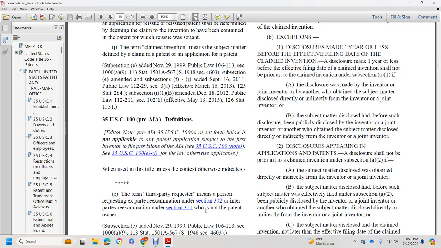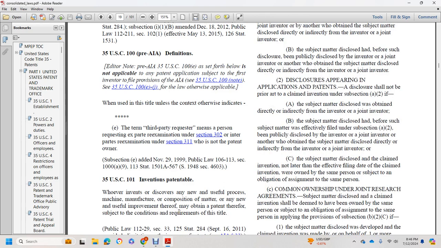Title 35 U.S. Code 100, pre-America Invents Act definition. Unless the context otherwise indicates, the term third-party requester means a person requesting ex parte reexamination under section 302 or inter partes reexamination under section 311 who is not the patent owner. Title 35 U.S. Code 101, inventions patentable.